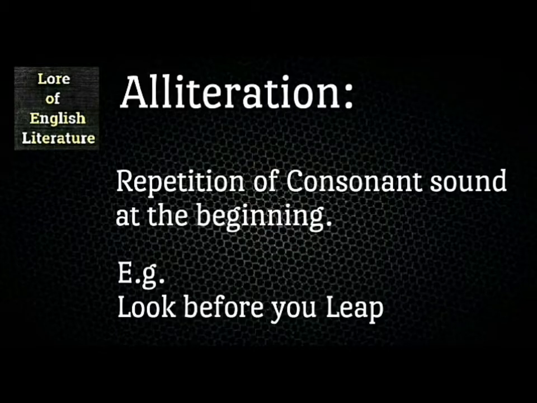When we talk of alliteration, it means the repetition of consonant sound at the beginning of words. The consonant sound has to repeat one time or two times or more than two times. In the below example, look before you leap. Now you can see that L has been repeated twice and is at the beginning of words like look and leap. So this is alliteration.